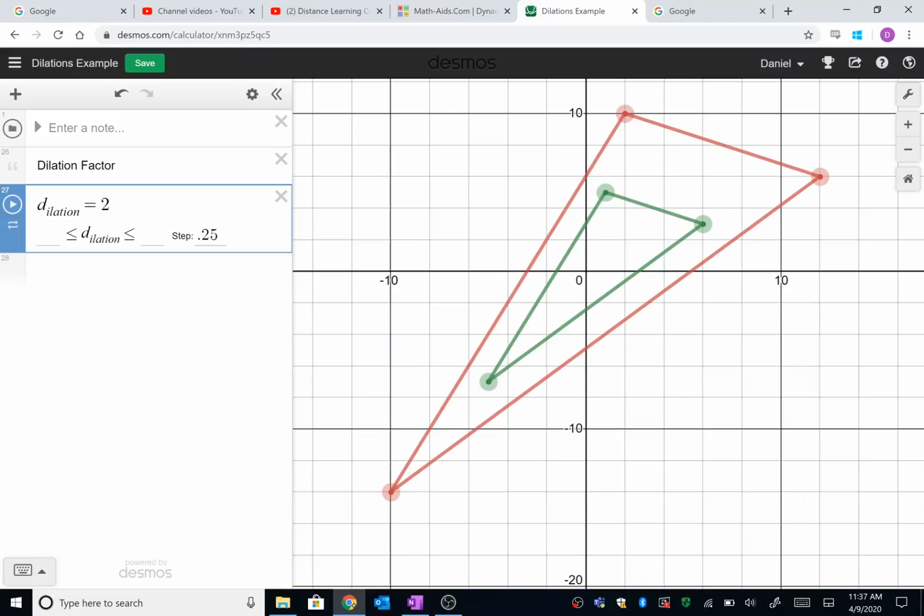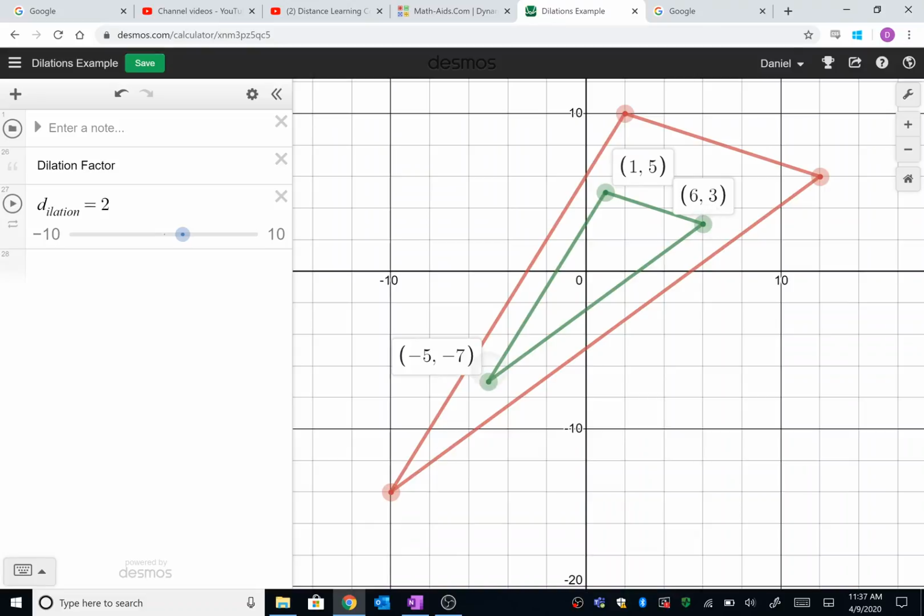All that does is take the values of the points in the green triangle, in this case (1, 5), (6, 3), and (-5, -7), and multiply those numbers by 2. For example, the (1, 5), when I multiplied both coordinates by 2, turned into 1 times 2 is 2, and 5 times 2 is 10. We're going to repeat that process for all of these. My 6, when multiplied by 2, turned into 12. My 3 turned into 6, my -5 became -10, and my -7 became -14. You get the idea.